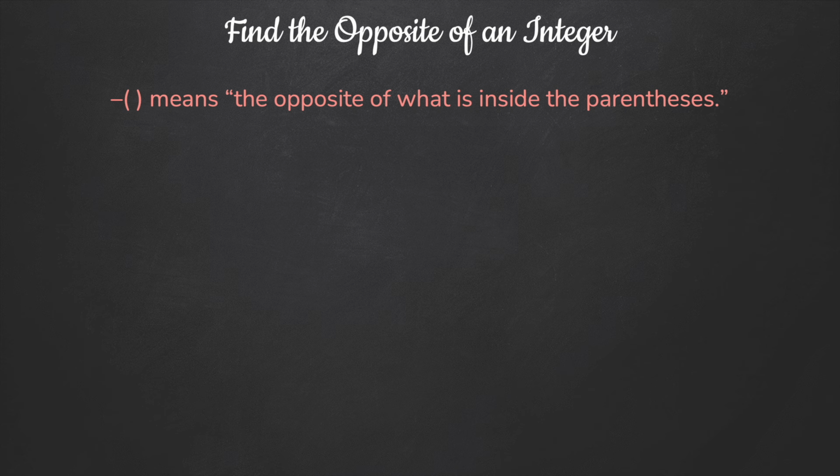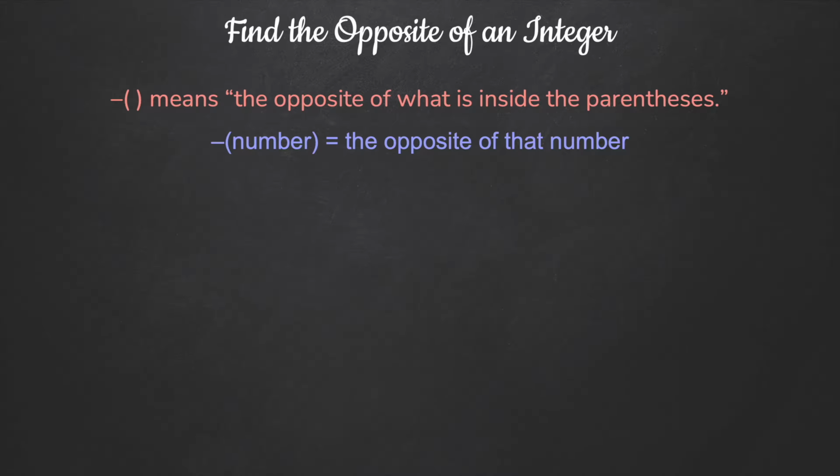So whenever we have a negative sign and then parentheses, this means the opposite of what's inside the parentheses. So the opposite of that number. Inside the parentheses, we are going to have a number, and the negative on the outside means the opposite of that number on the inside.